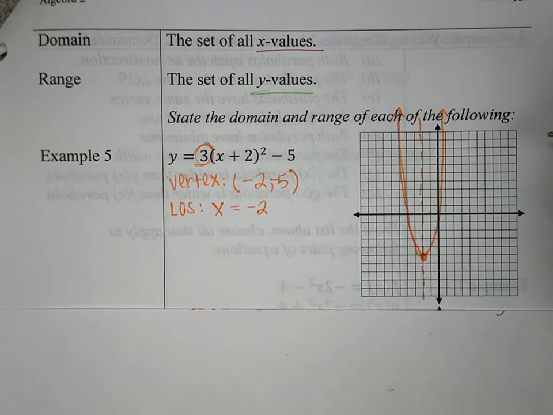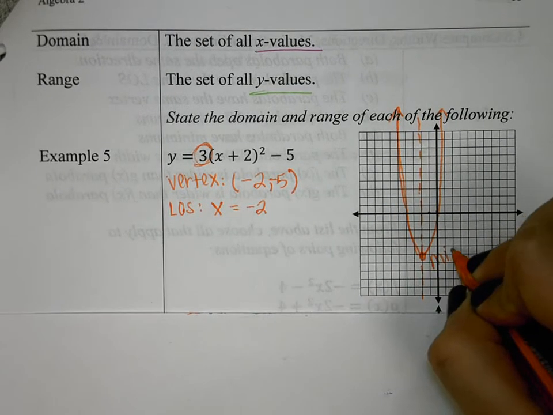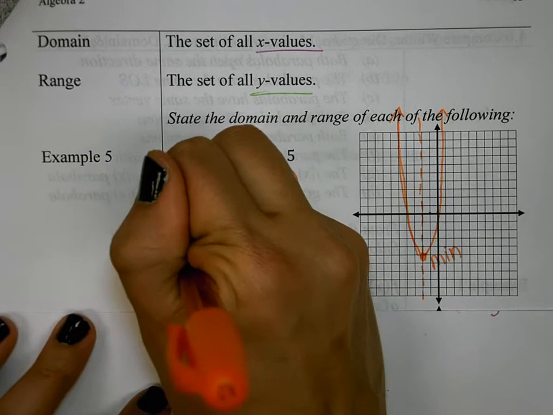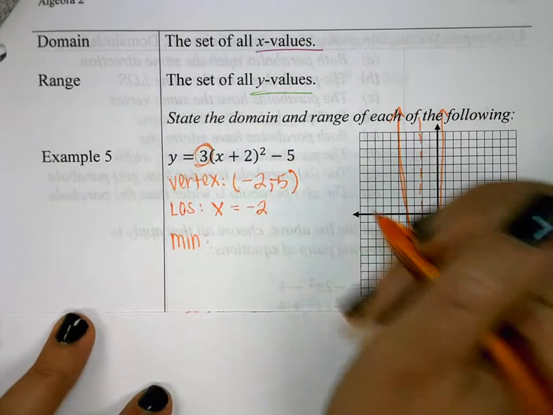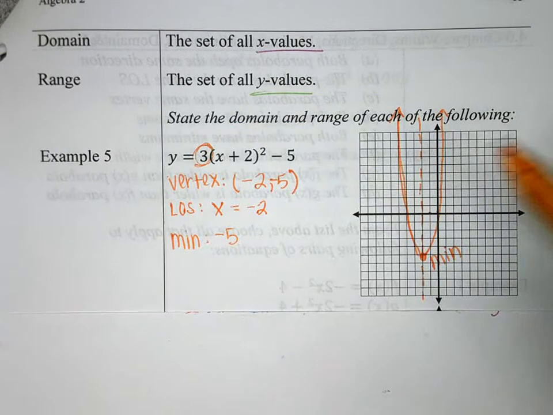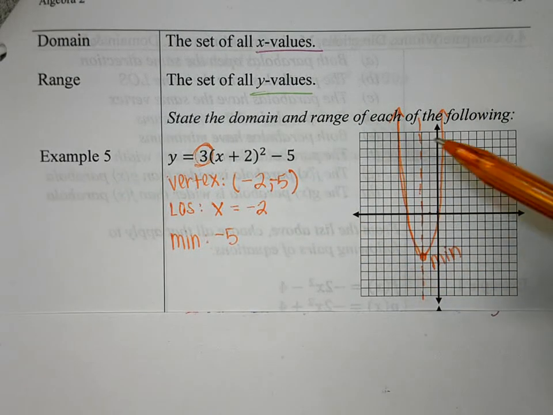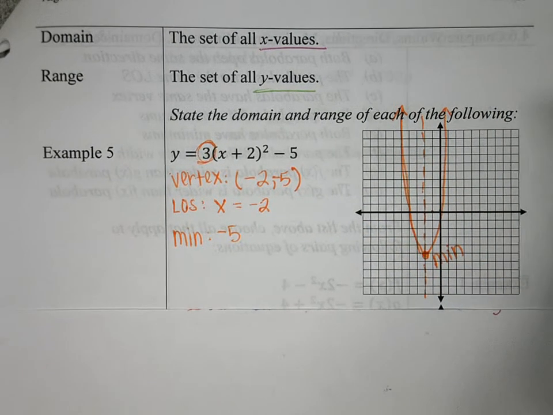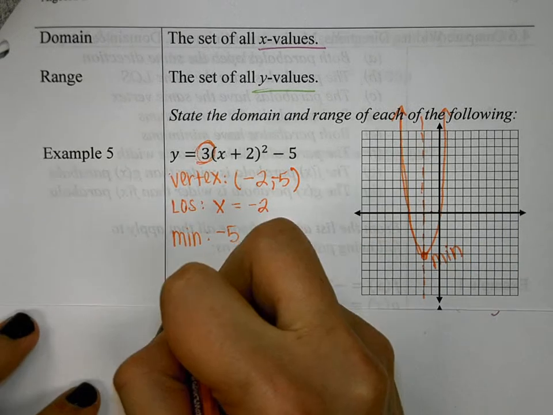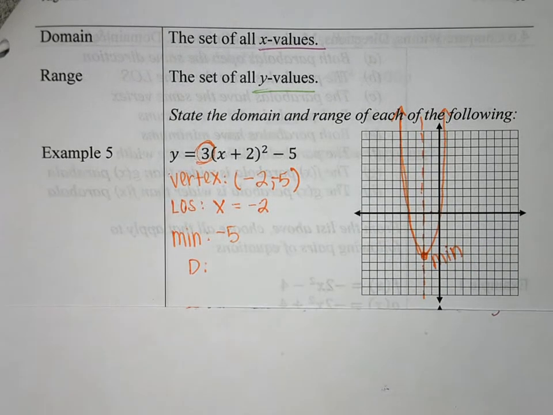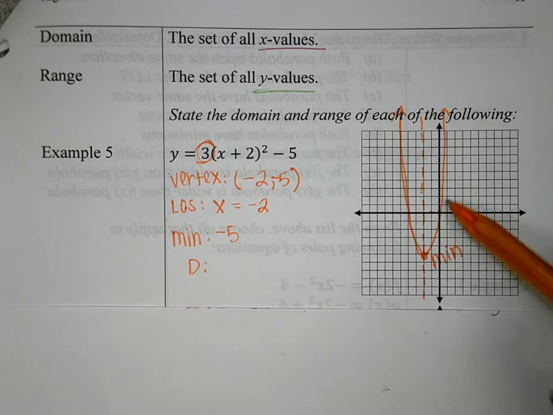So since this is going up, it has a minimum at -5, the y value of the vertex. So we have all that information that we've been providing before. And now they want us to state the domain and range. So the domain, which we can denote with just a D, is any x value that we can plug in and get a point on the graph.